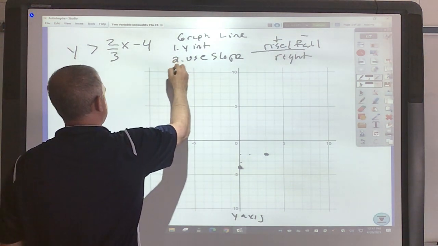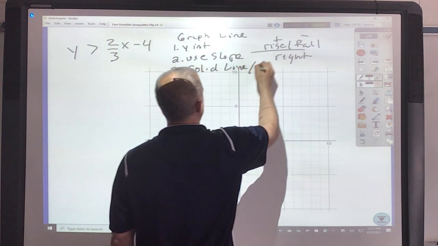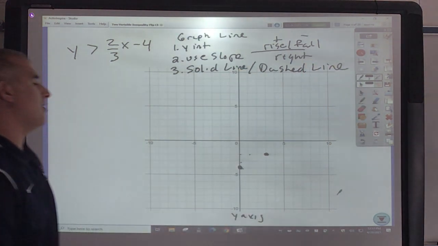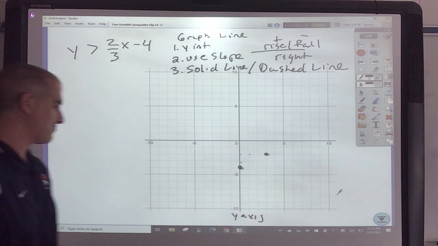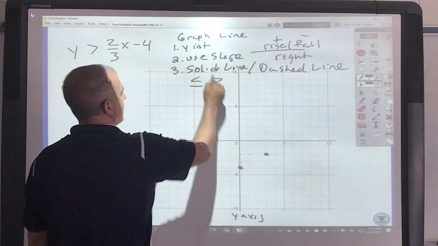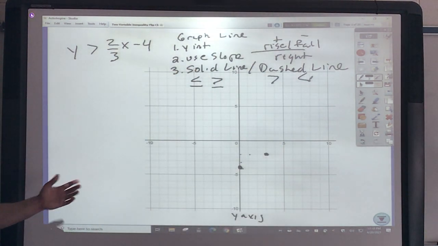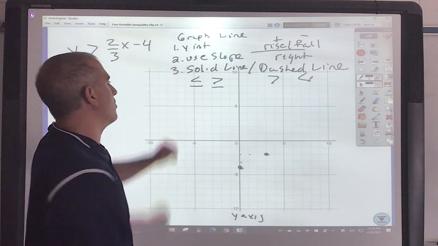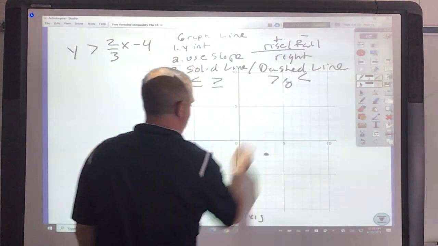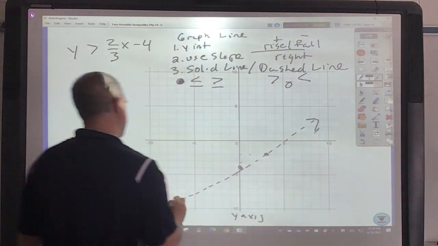Here's the thing I've got to decide: is it a solid line or a dashed line? How do I decide that? If it's this inequality or this inequality, it's solid. If it's this inequality, it's dashed. This is very similar to the closed circle we had: a closed line. Open circle, open line. So I just make little dash marks through that.